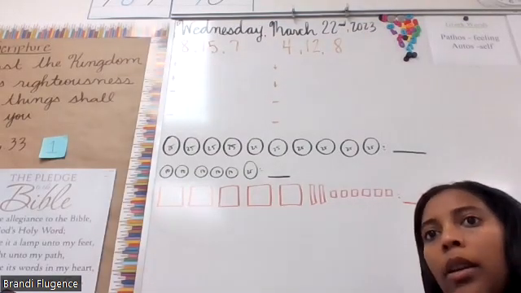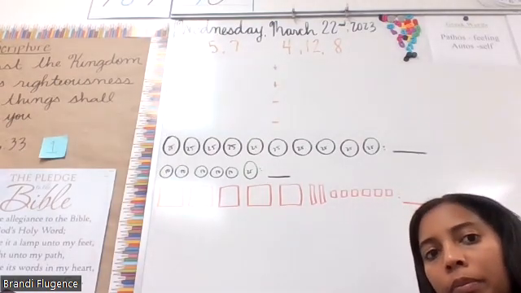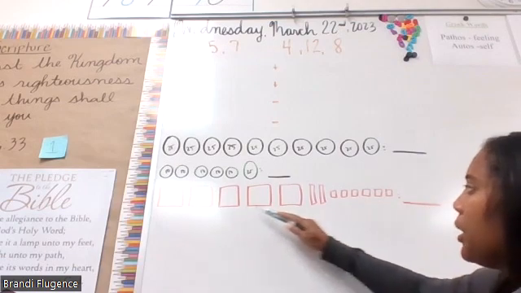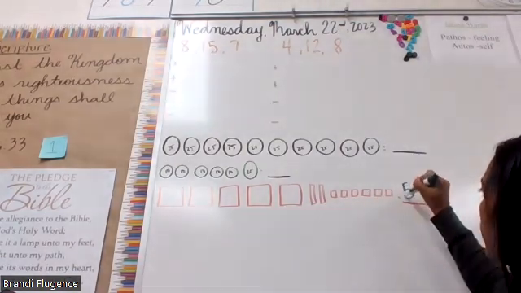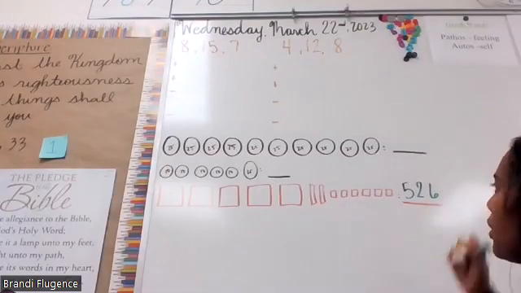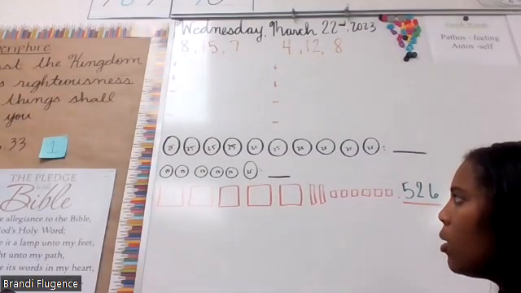All right, let's hear. Okay, Braylon, what do you have? She says 526. Let's see. How many hundreds? 5. How many tens? 2. And then how many ones? 6. 526.